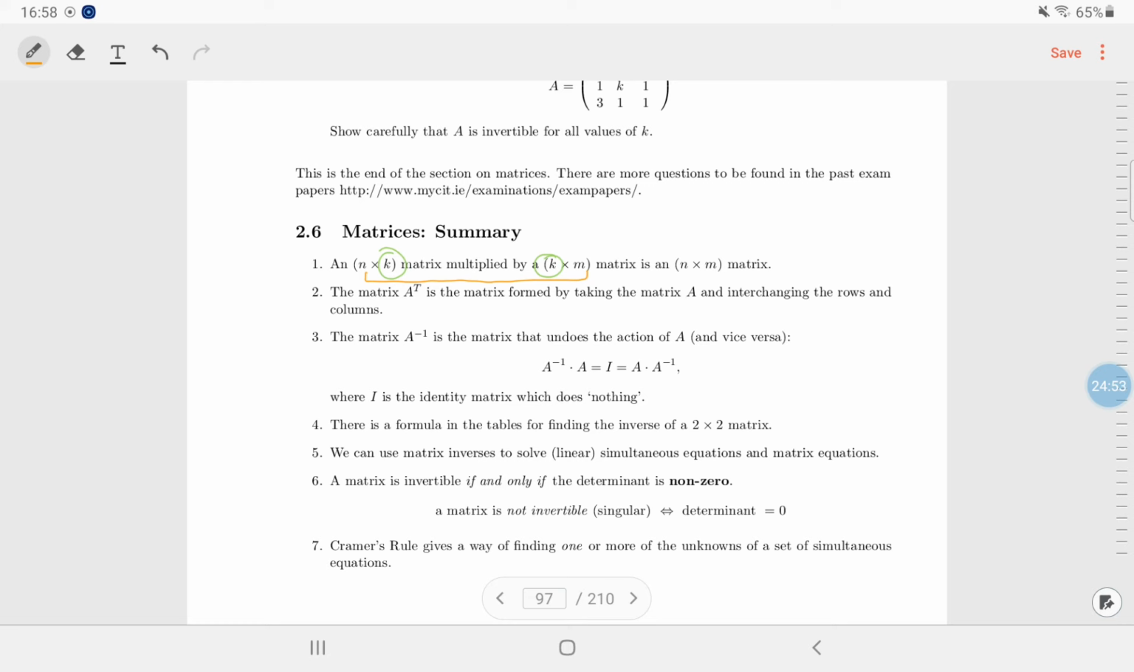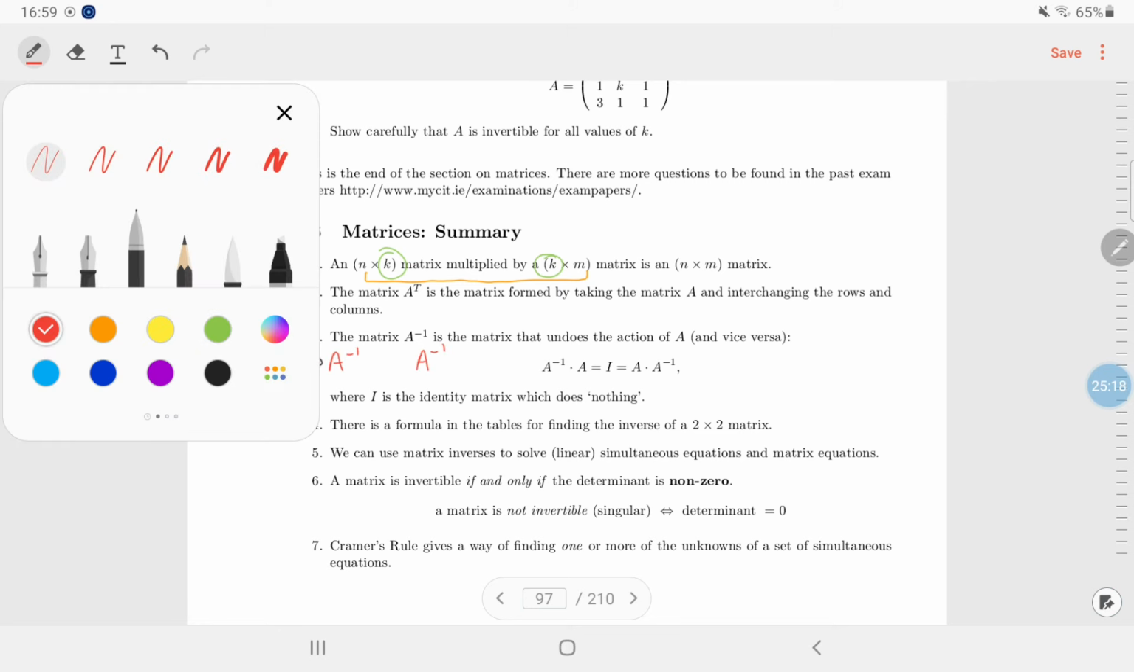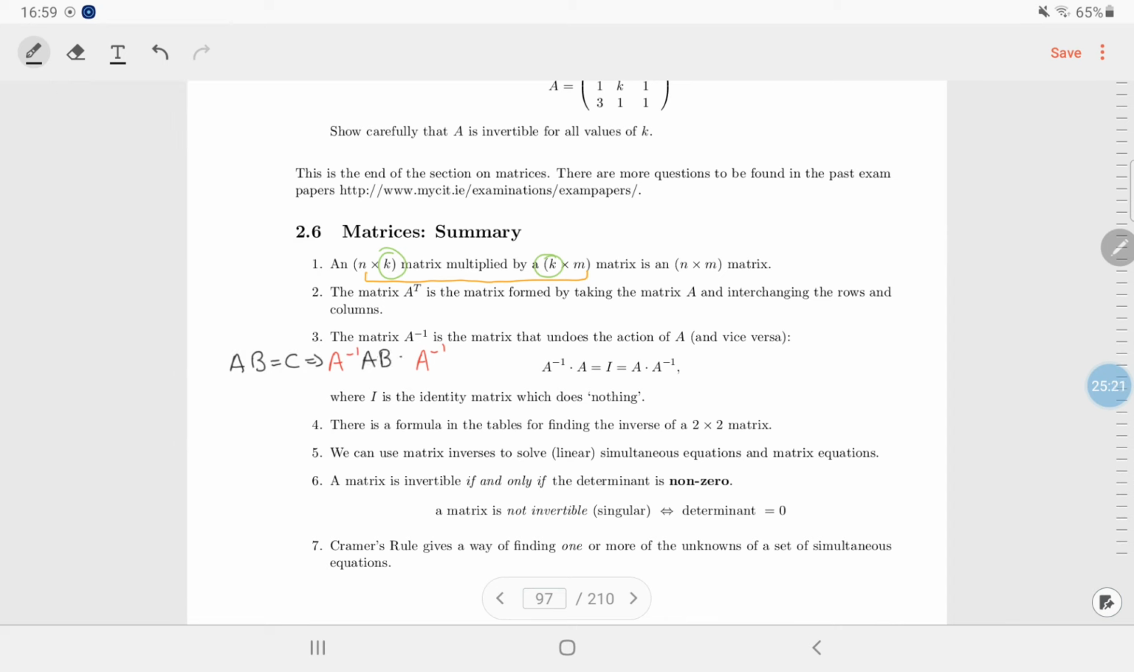A transpose, you swap the rows and the columns. You want to understand what the inverse does. This is probably not what you're so familiar with. It's probably more something like this. Say you've got A B equal to C, and you multiply both sides by A inverse on the left. You understand that A inverse undoes the multiplication by A, so you just get B is A inverse C. So you understand that the inverse undoes the action of the matrix.